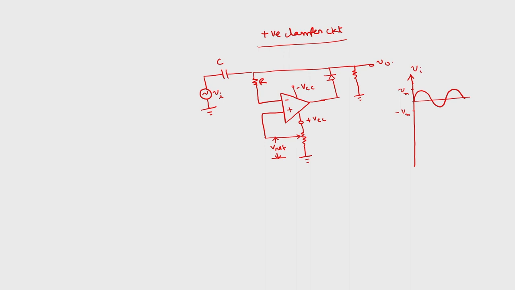To explain this operation, this positive terminal will have DC. This is a DC voltage, a part of VCC: V reference is the voltage division, VCC into this resistance divided by the total resistance. So this is DC, whereas here AC is applied. This circuit consists of both AC and DC sources, so the output voltage depends on both AC as well as DC. First I will see the DC response. To obtain the DC response, you have to make the AC response 0.